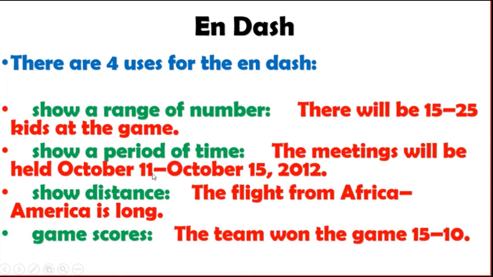To show a period of time, like 11th October, you can use a dash. To show distance, like Africa to America, you should use an N dash. When we speak about 15 to 25, when we use the word to, we can use an N dash. For game scores, for example, the team won the game by 15-10, we should use an N dash for the game scores.